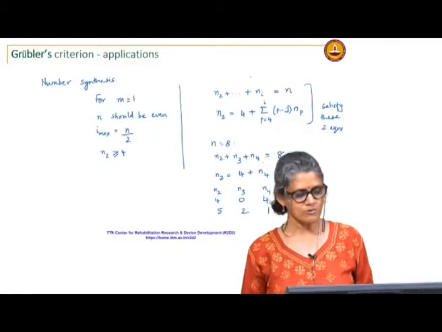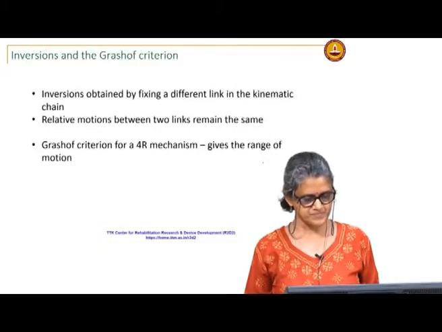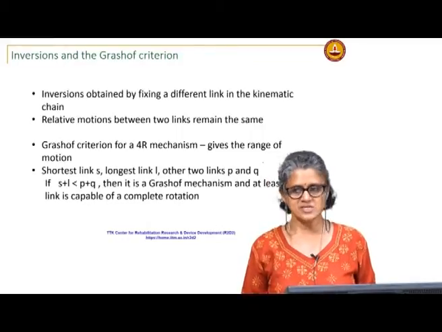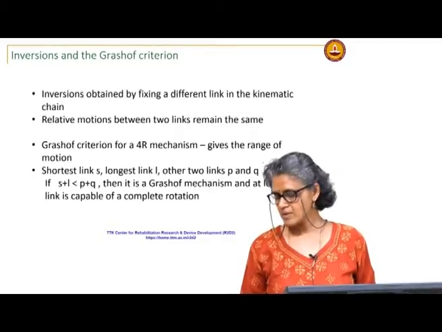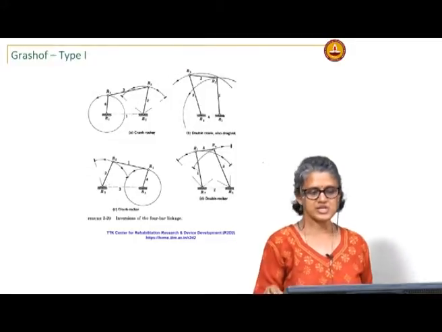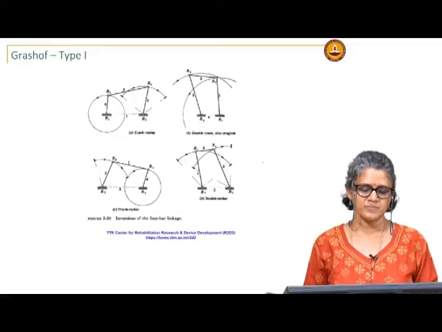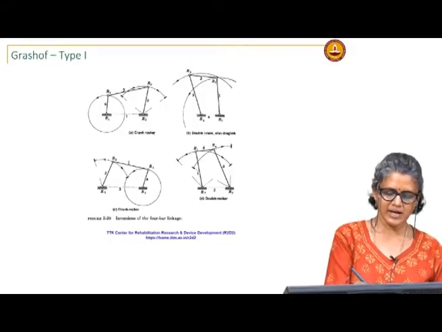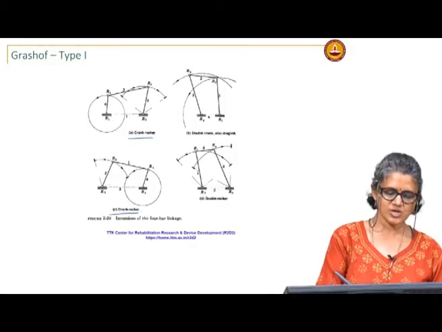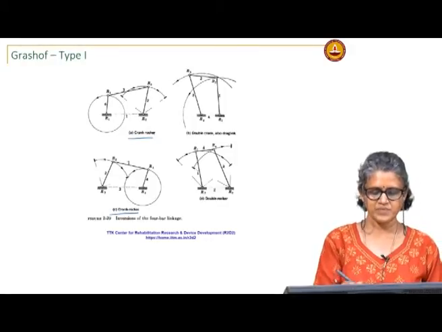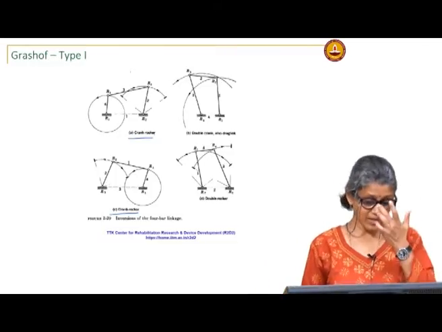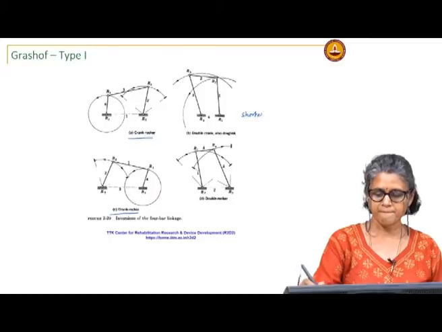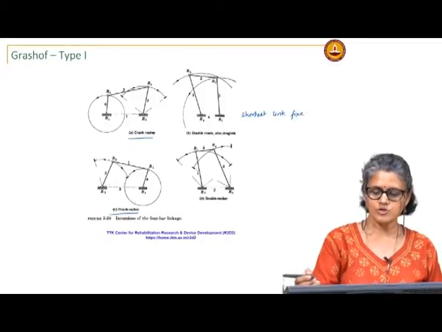Then we moved on to looking at inversions and the Grashof criterion. So, if S plus L, the shortest plus the longest link, is less than P plus Q, then you have the Grashof or Grashof type 1 linkage, where if the link next to the shortest link is fixed, then you get a crank rocker. So, if 4 is the shortest link in this one, and 1 or 3 is fixed, here 1 is fixed, you get a crank rocker. If the shortest link itself is fixed, you get the double crank, also called the drag link mechanism.